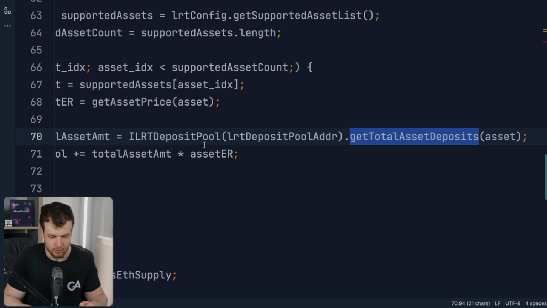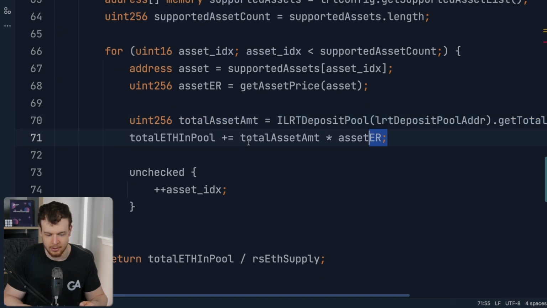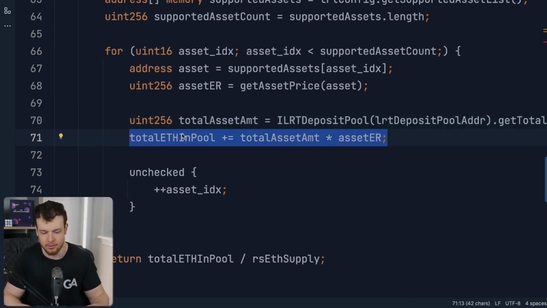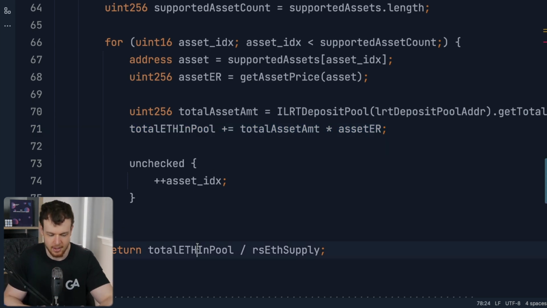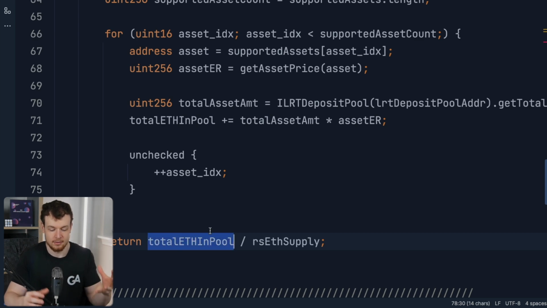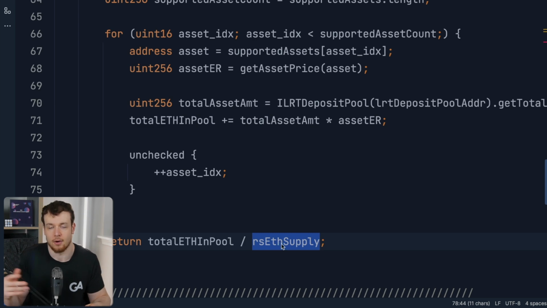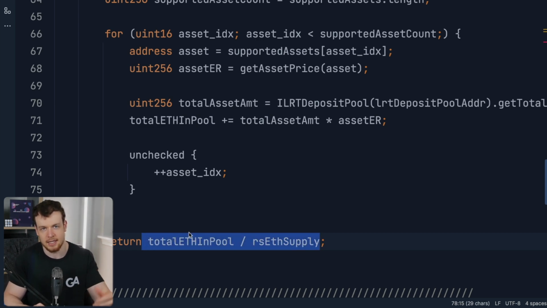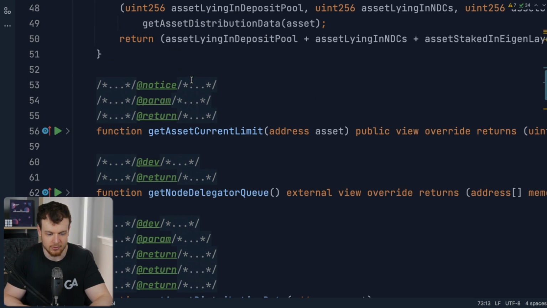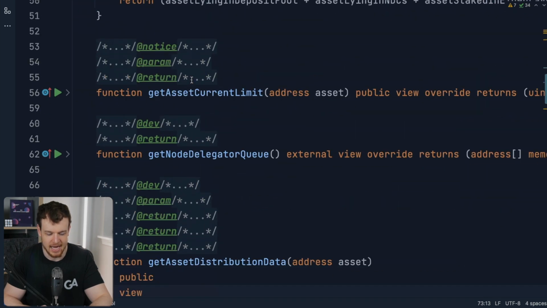So when we come back to the Oracle, this total asset amount, let's say that just translates to the total ETH in the pool being 10 ETH and a single wei. The price of this thing is going to be 10 ETH and a single wei divided by the rsETH supply, which is a singular wei. So the overall returned value from this price function is 10E18 plus 1 wei.